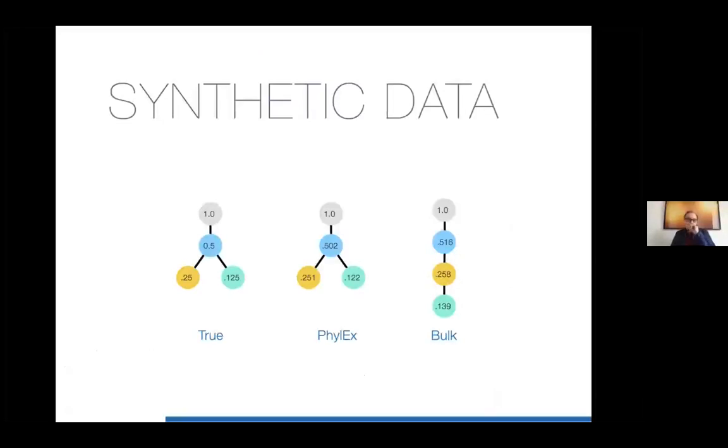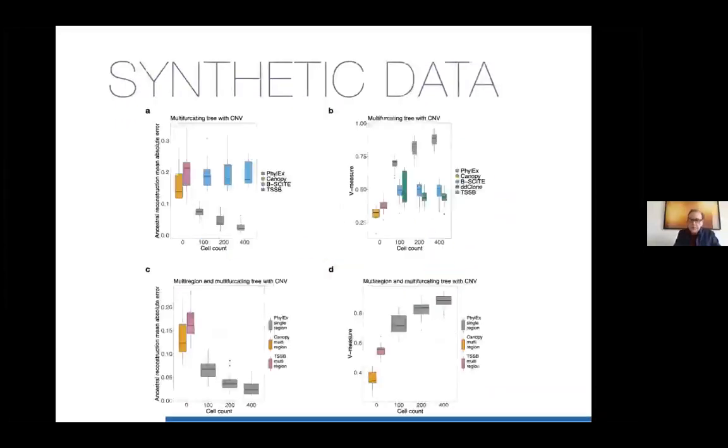Okay, and does this work? Yes, it does. So if we create synthetic data from this cherry, and then we run our program, which is called Phylex, then we get the right thing. While if we use only bulk data, you know, we don't know if two reads come from the same cell or not, then yeah, the best programs give us something like this.